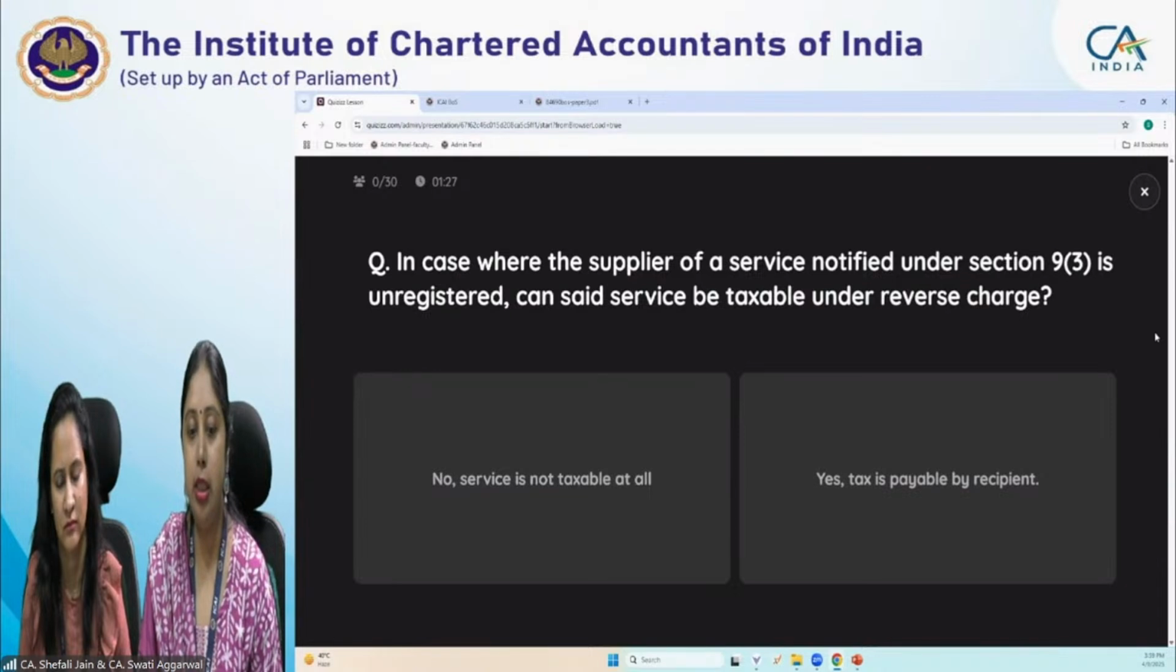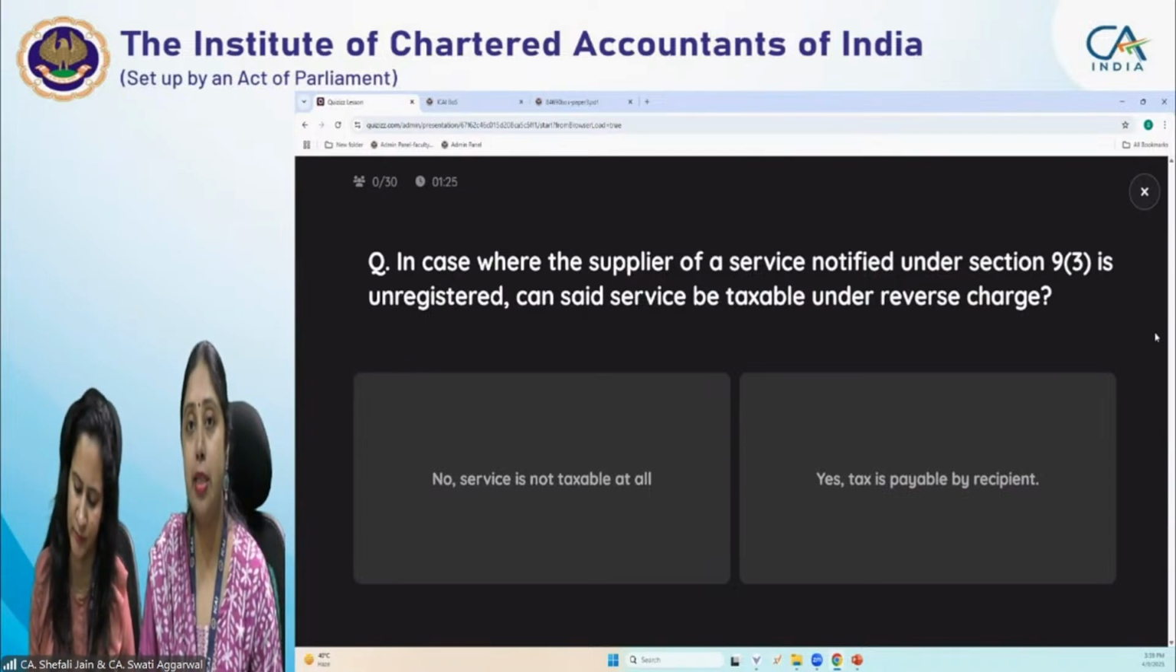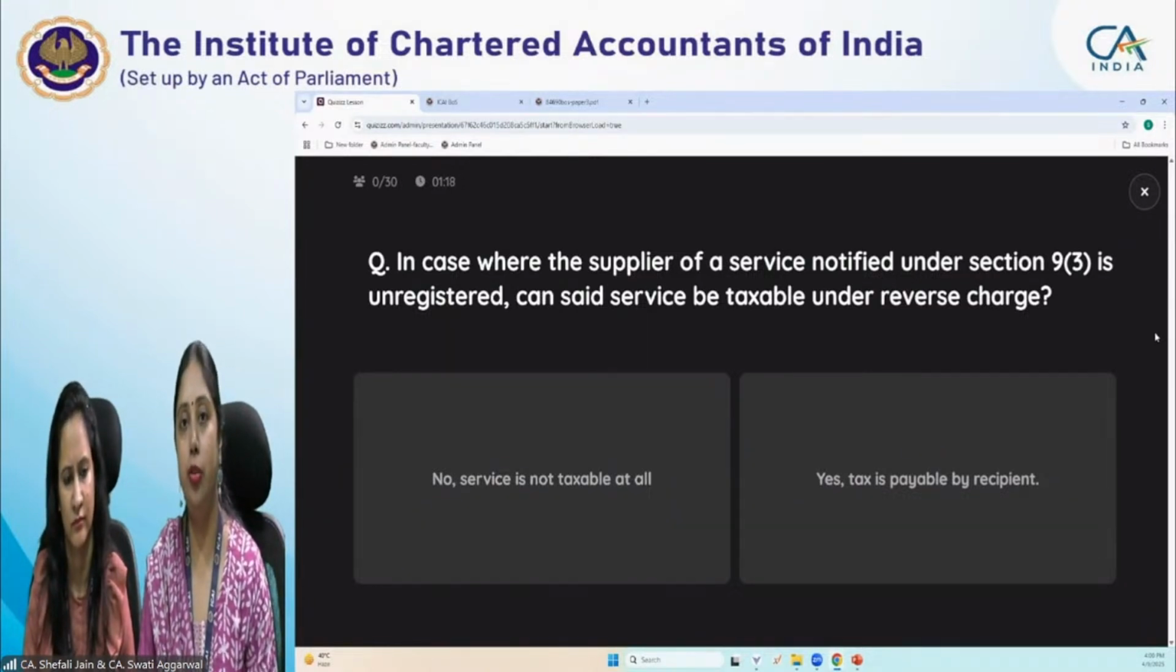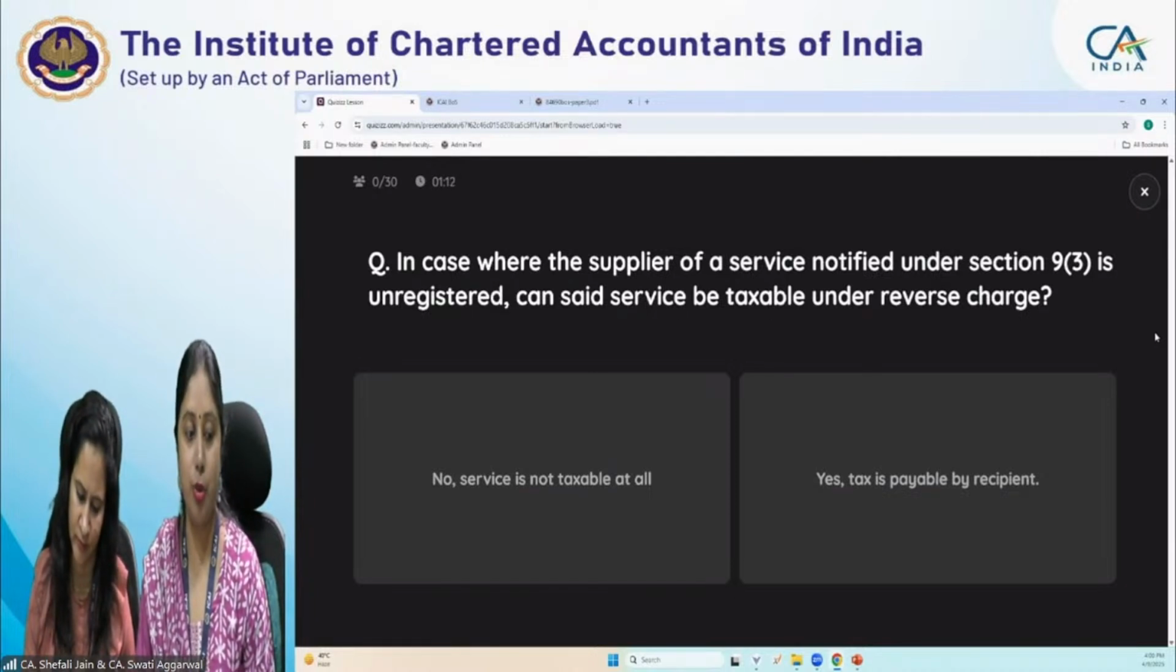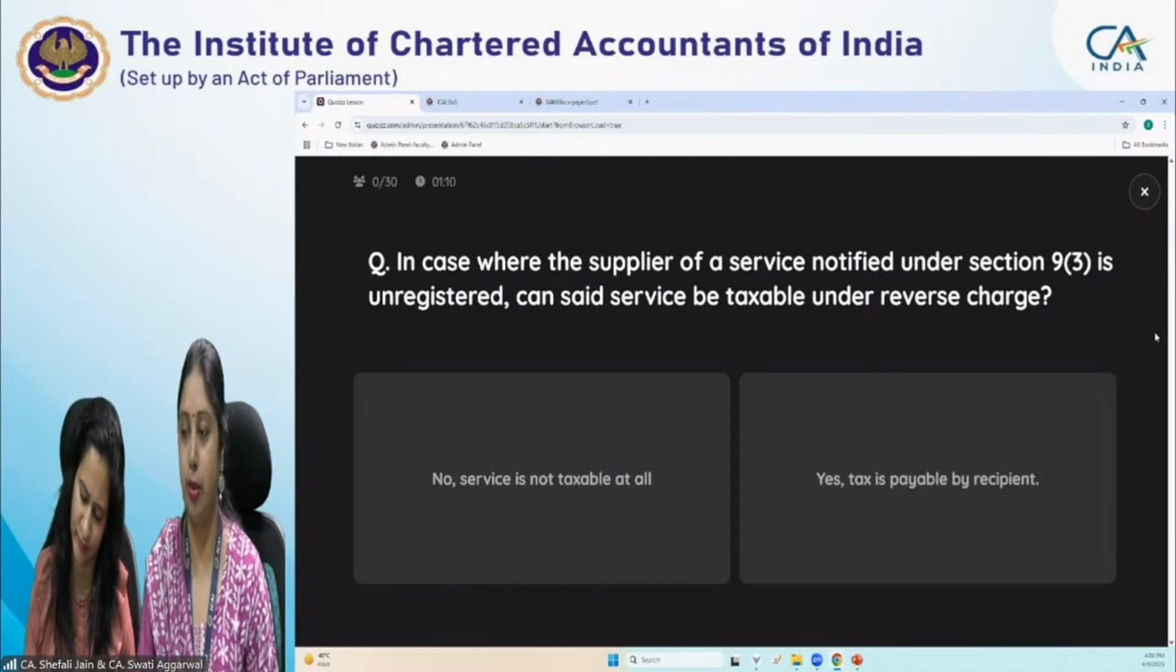Because here the supplier is unregistered. Now, since the supplier is unregistered, does it mean that he will not charge GST and therefore no GST will be charged, or does GST still have to be charged under reverse charge as per section 9(3)? What would be the answer?